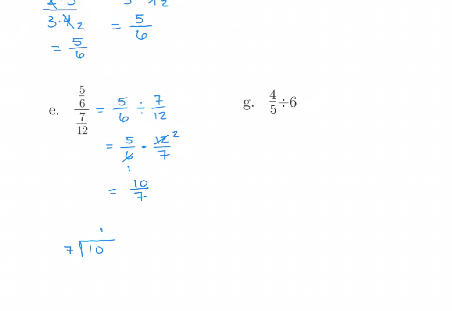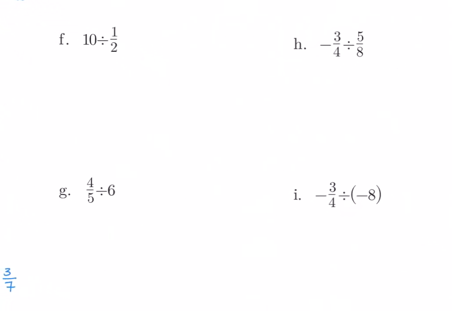7 goes into 10 one time. 1 times 7 is 7. And if we subtract, we get 3. So this is equal to 1 and 3/7. Remember the check mark method. Okay, that takes care of that. Let's keep going.